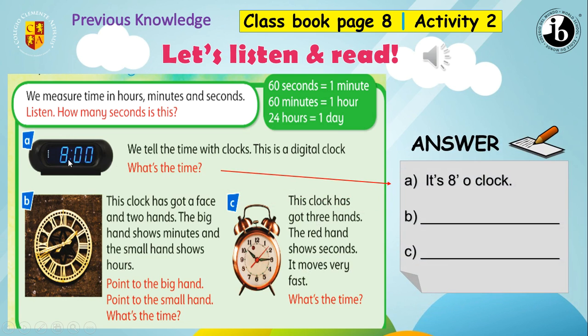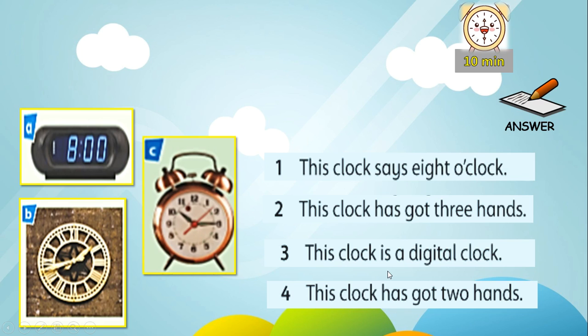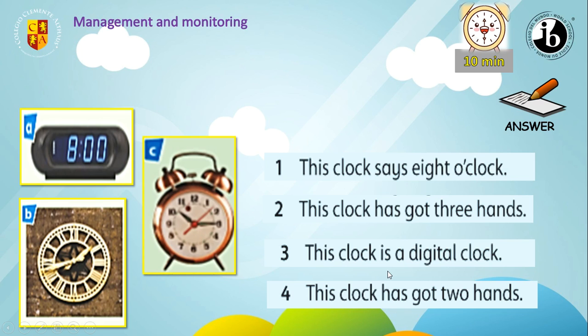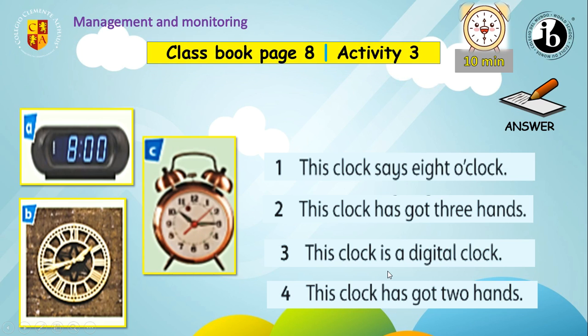On the first one, what's the time? 8 o'clock. The second one, what's the time? Maybe we could say that it's a 1:45, almost 1:45. Okay, and in here, what do you say? It's 10:15, right? Very good, everybody. Very good job. Okay, let's go to our class book, page 8.